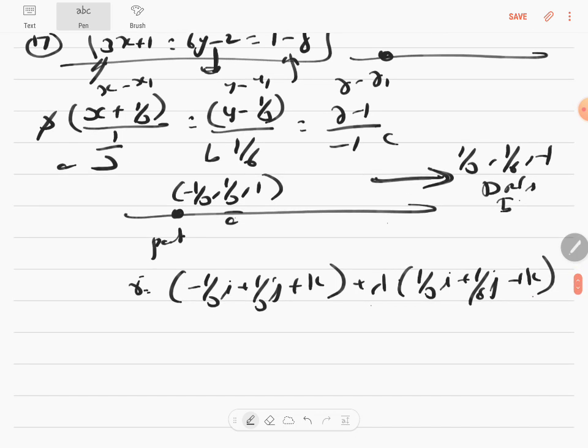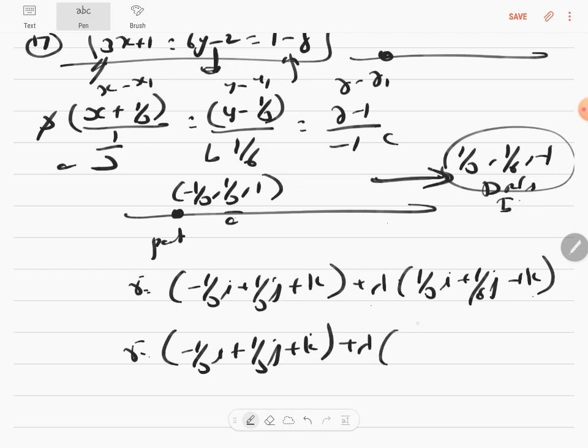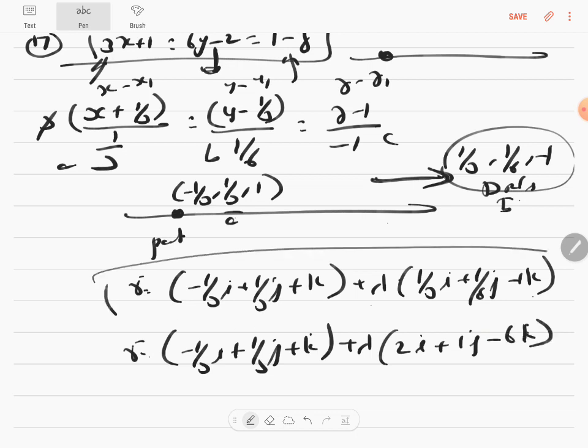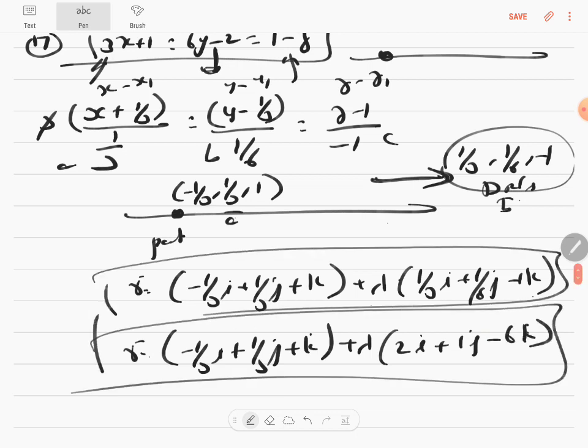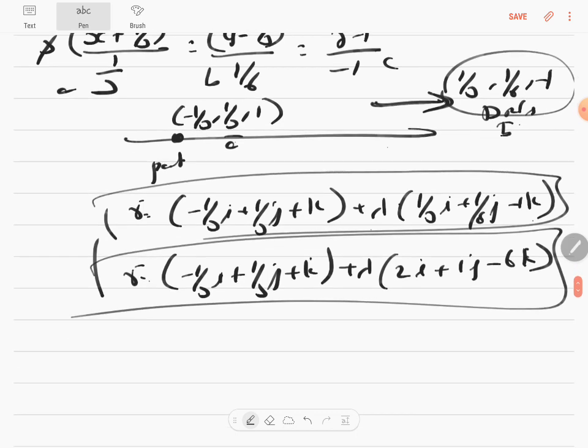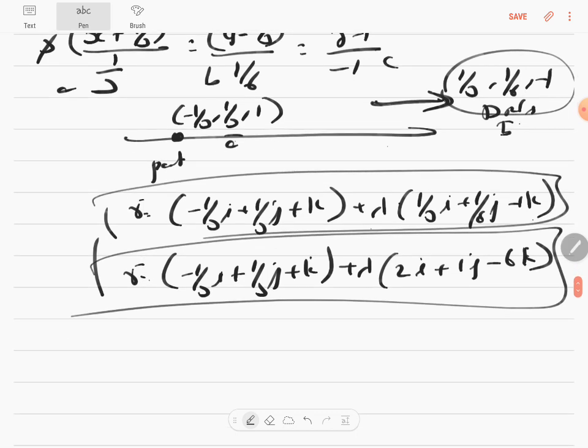And the direction ratios can also be multiplied by 6. If you want to do that, you can do that. Otherwise, leave it like that. Otherwise, the next answer will be minus 1 by 3i plus 1 by 3j plus k plus lambda times, multiplying with 6, it will become 2i plus 1j minus 6k. So this is also one answer, this is also another answer. Whichever answer they want, they can take it. That's a nice sum, and we've written it in vector form too.